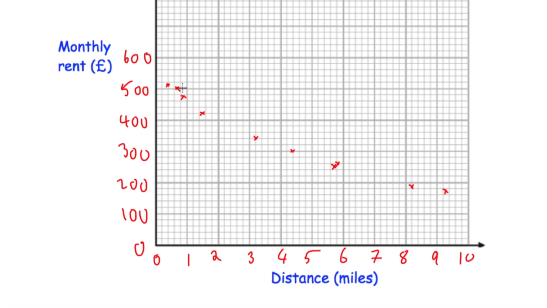So let's draw a line of best fit. So our line of best fit would look something like that. Okay, so that's my line of best fit. Obviously yours may be slightly different. Now we want to estimate the rent for an apartment that is 2.2 miles away from the city centre.